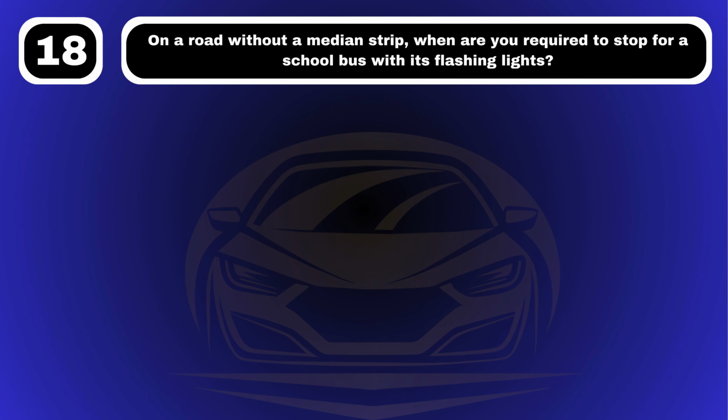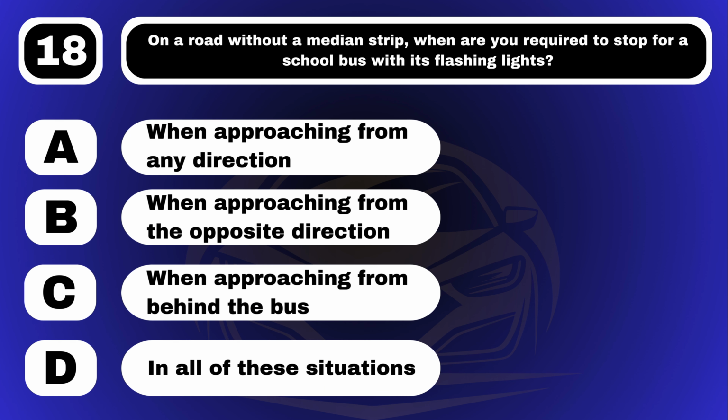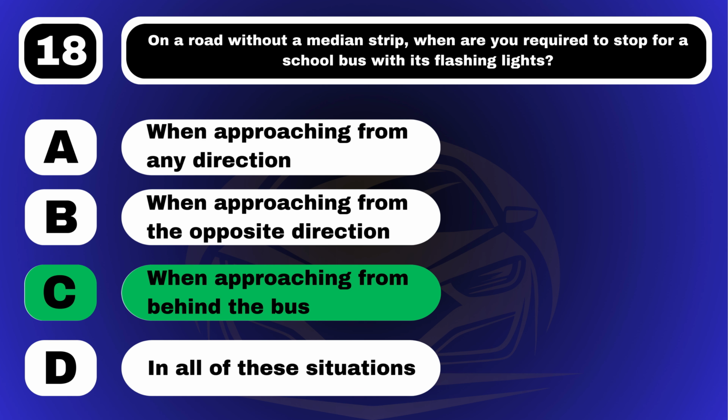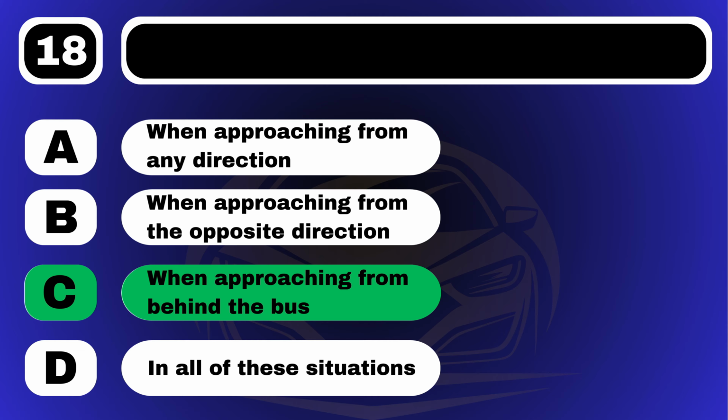On a road without a median strip, when are you required to stop for a school bus with its flashing lights? A. When approaching from any direction. B. When approaching from the opposite direction. C. When approaching from behind the bus. D. In all of these situations. The answer is C. When approaching from behind the bus.